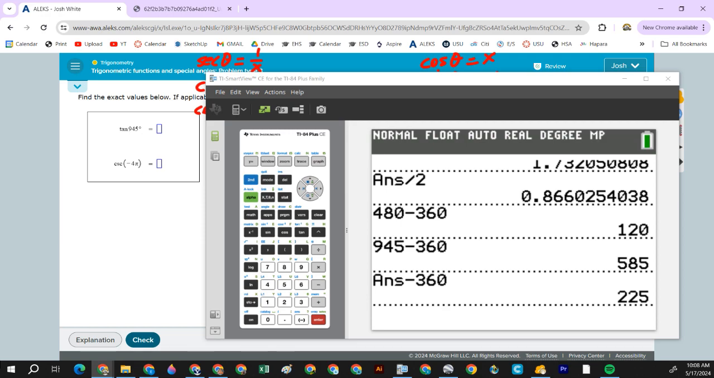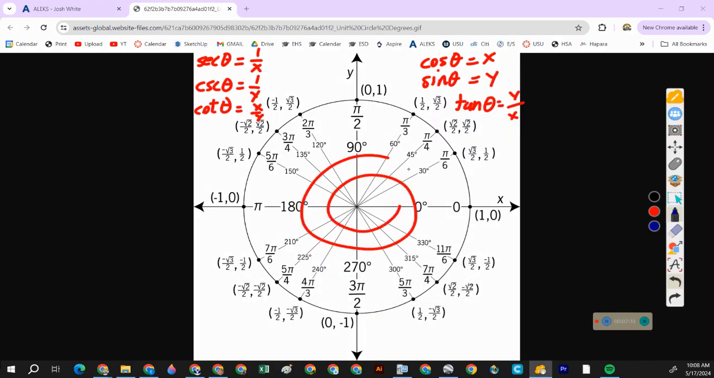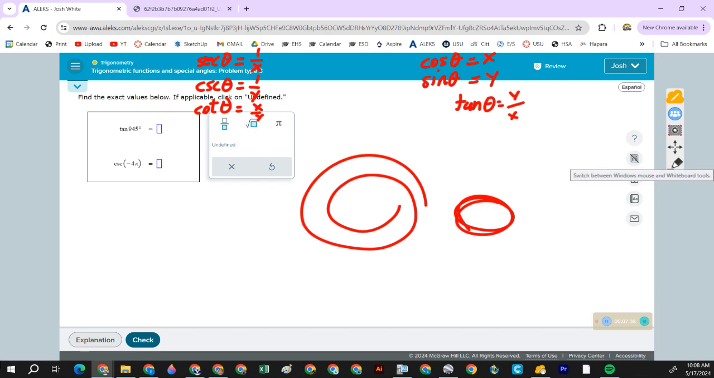Negative 4 pi is going to be 2 pi, negative 4 pi. So the x is 1 and the y is 0. So the cosecant is the upside down version of the y, and the y is 0. So the cosecant of negative 4 pi is undefined. Because 0 over 1 flipped upside down is 1 over 0, and that's undefined.